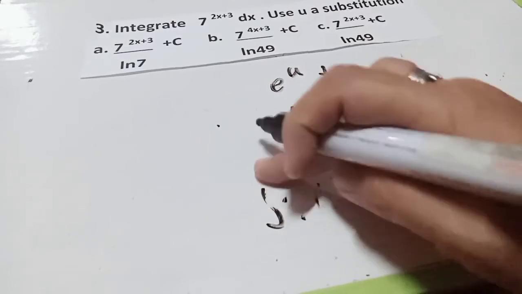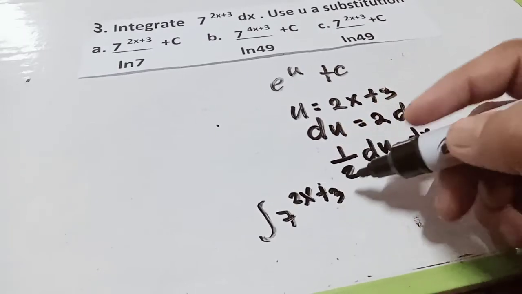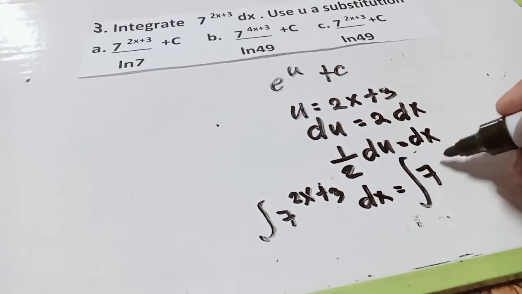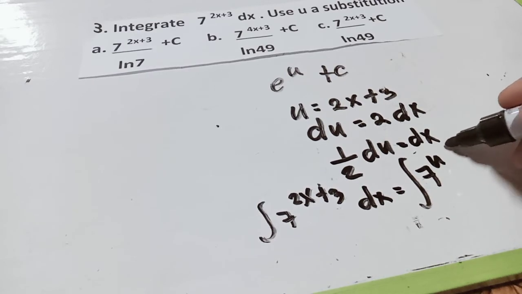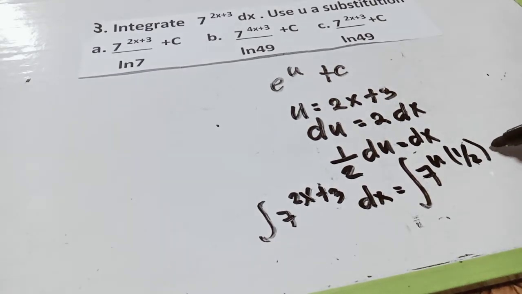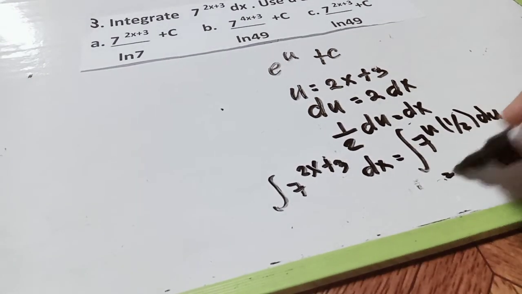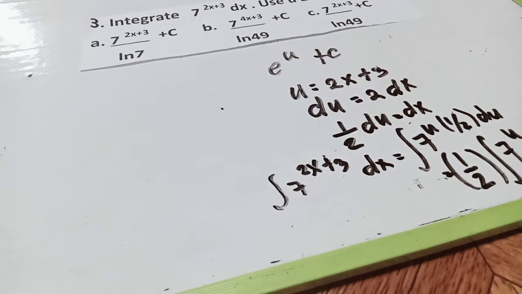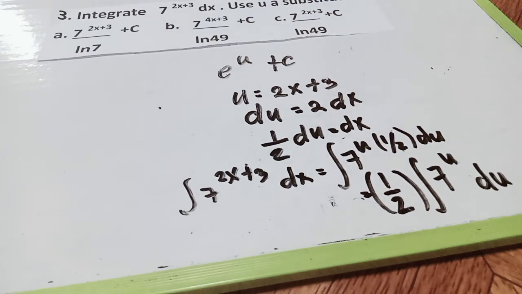2x plus 3. Let's have u. Integrate 7 to the 2x plus 3 dx is equal to 7 to the u. And then we will substitute one-half du as a derivative. So this will become 1/2, open parenthesis, integrate 7 to the u du. But this is not yet finished.